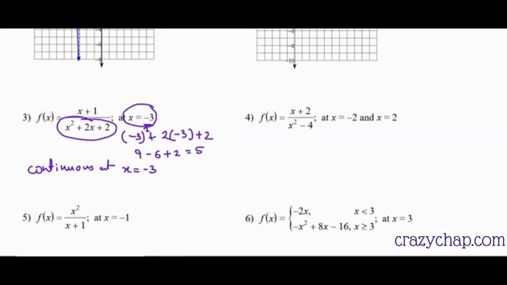Now we look at question number 4. In question number 4, my friends, question number 4 is very similar to question number 3 with a small difference. We'll understand the difference, why and how. It is also a rational function, right? We have to check the continuity at 2 points, at minus 2 and at 2. So the way we did in the previous question, we will do the same way.